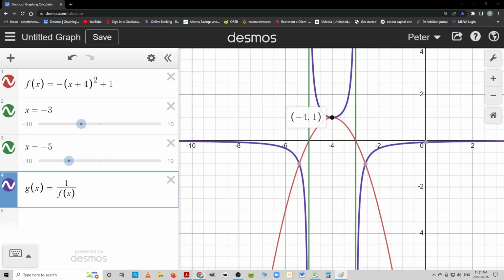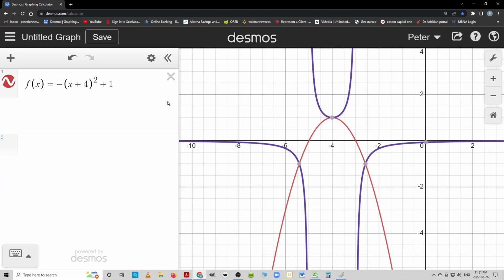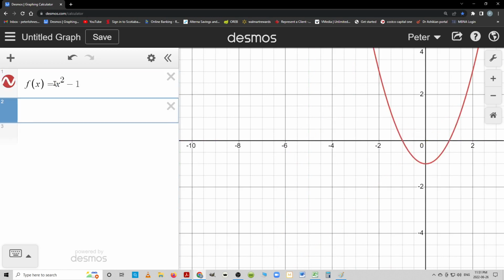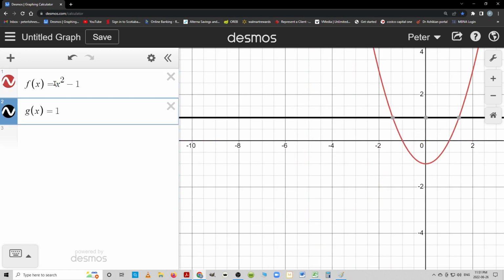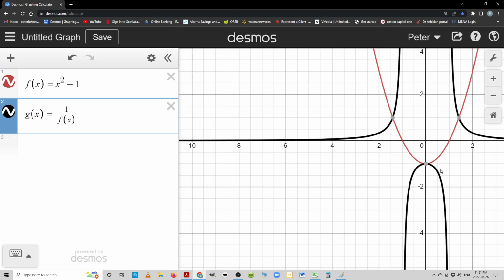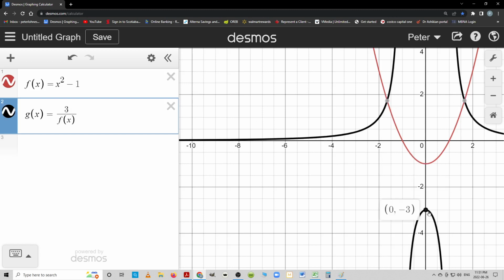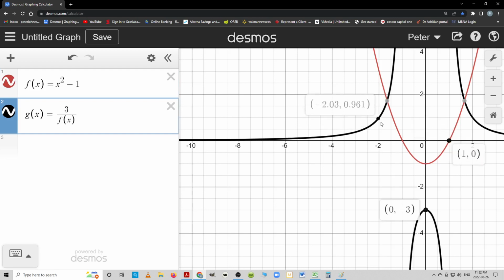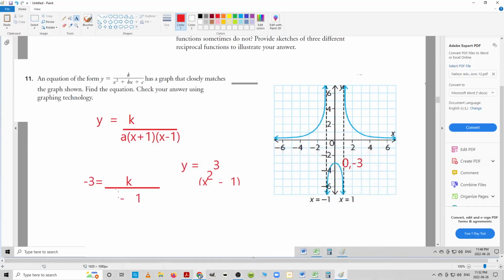Let's see if that works. So let's try, first of all, x squared minus 1. And let's try g of x is equal to 1 over f of x. No, not quite. Oh yeah, sorry, it was 3, wasn't it? Yeah, it looks like we got it. I don't know if we can test some of these values. I mean, this looks like minus 2 comma 1. Let's see if that exists on the graph. I think this is supposed to be close to 2 comma 1, and then maybe they just screwed it up. It's just below it.